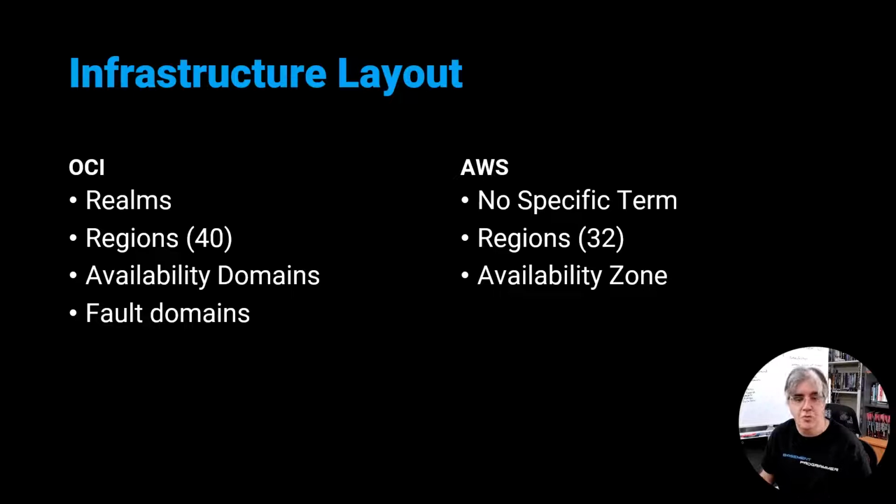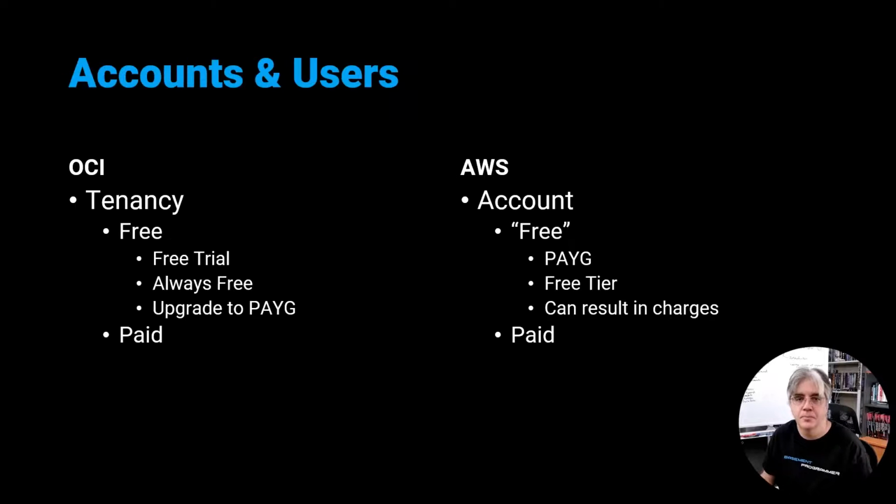Now, AWS doesn't really have this idea. When you deploy into an availability zone, AWS figures out where it wants to put the instance.